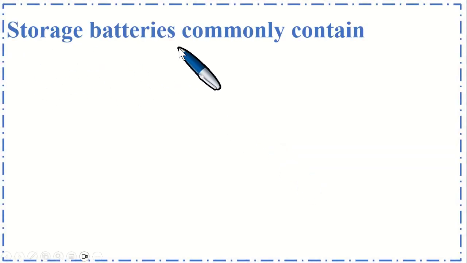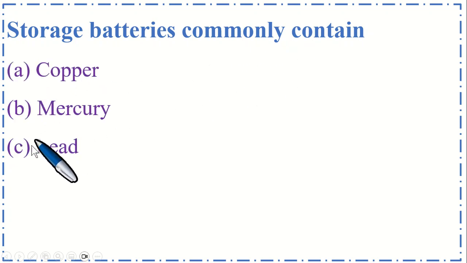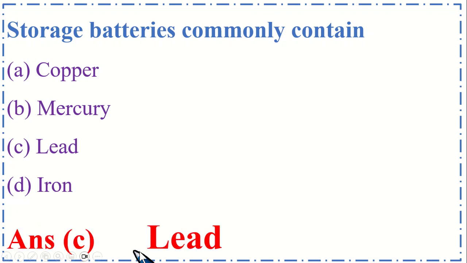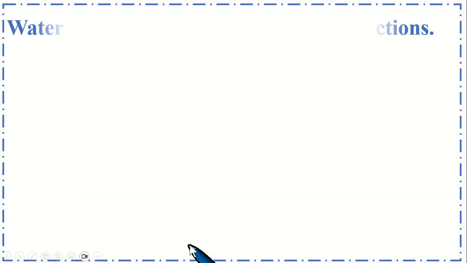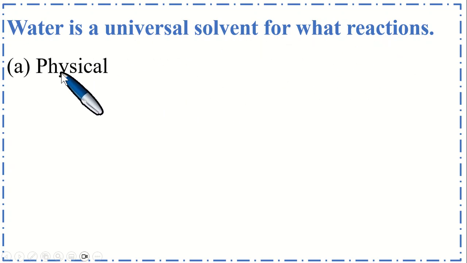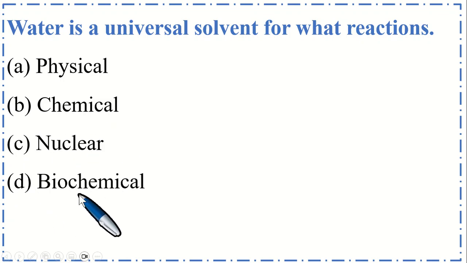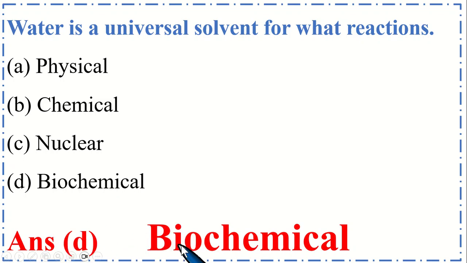Storage batteries commonly contain option A copper, B mercury, C lead, and option D iron. So the correct option is C lead. Water is a universal solvent for what reactions? Option A physical, B chemical, C nuclear, and option D biochemical. So the correct option is D biochemical.